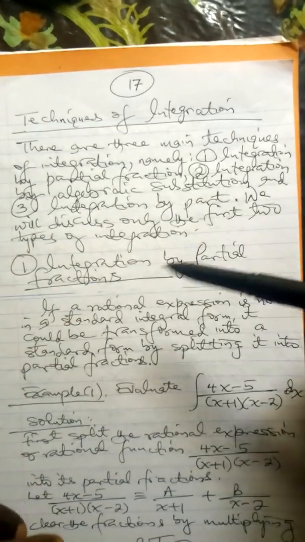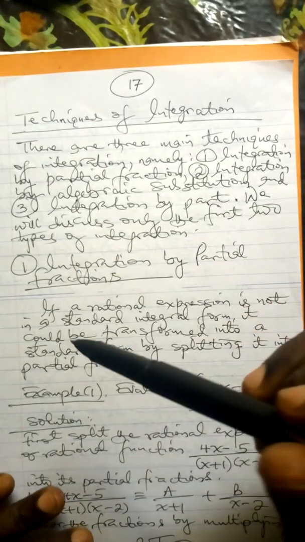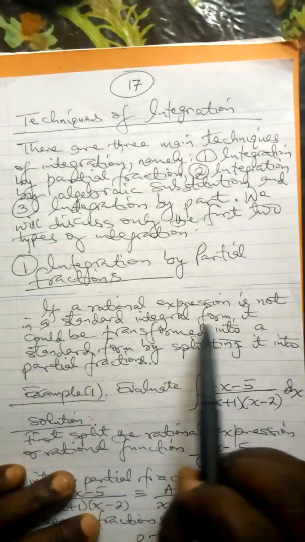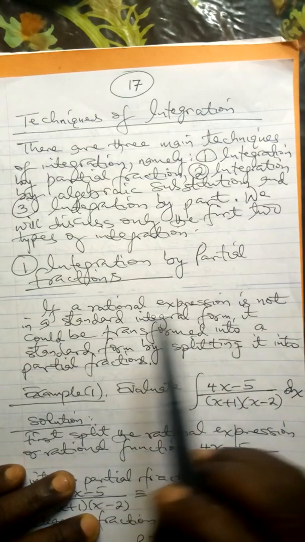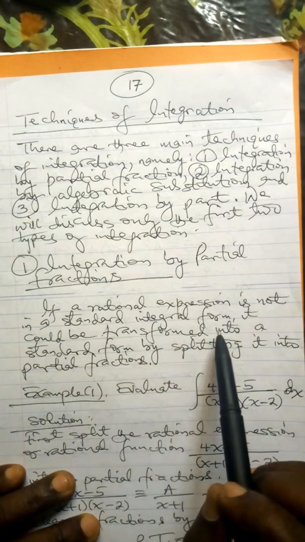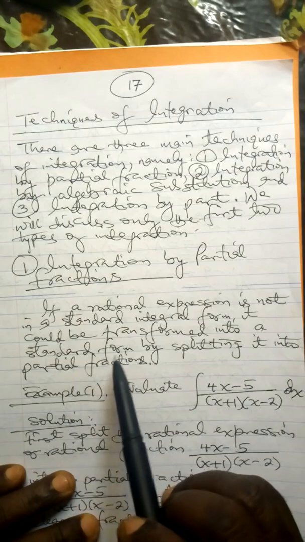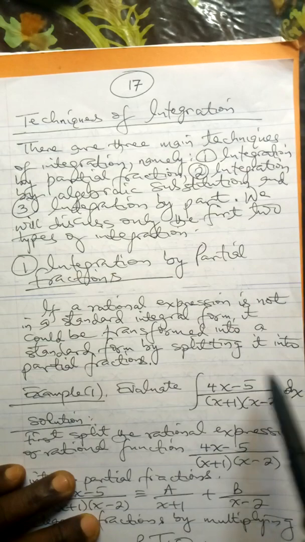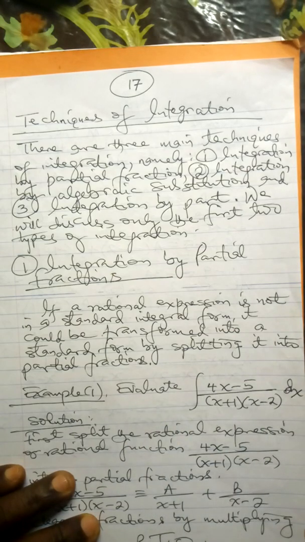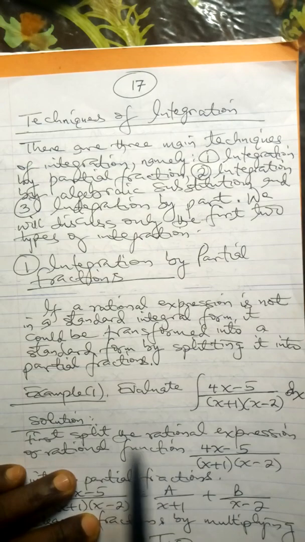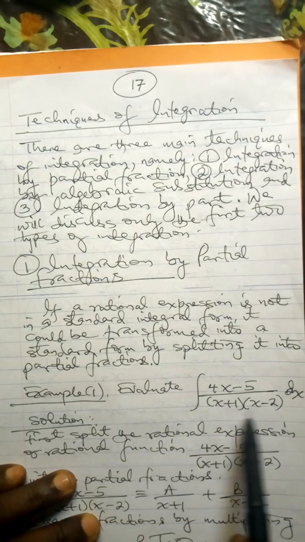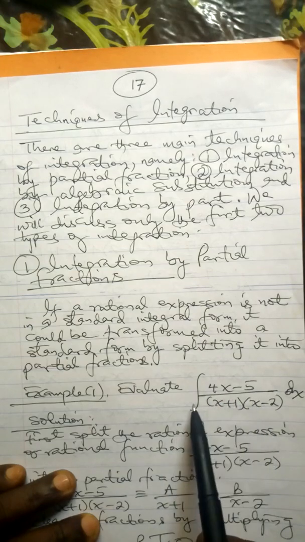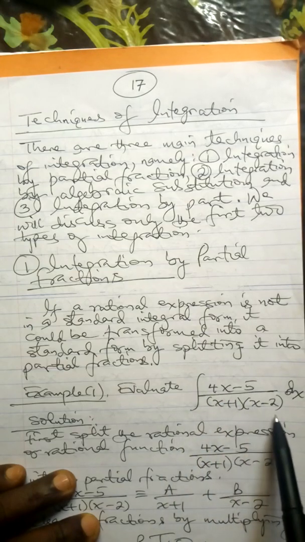1. Integration by partial fractions. If a rational expression is not in a standard integral form, it can be transformed into a standard form by splitting it into partial fractions. Example number 1. Evaluate the integral of 4x minus 5 everything over x plus 1 into x minus 2 dx.